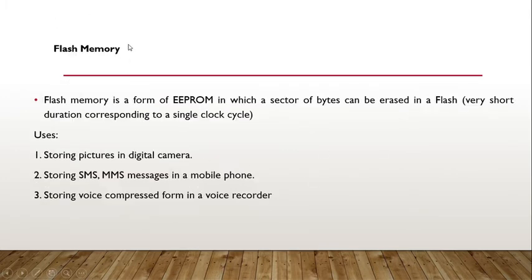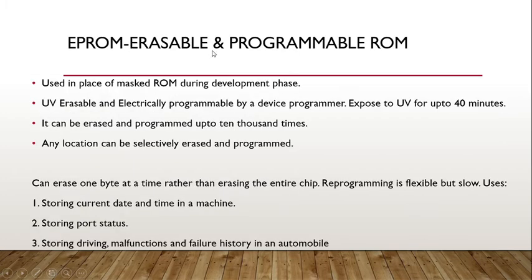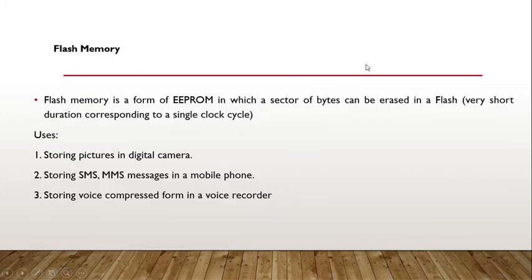Another type is flash memory. Again, it is a classification which comes under the EEPROM. Here you can erase a sector of bytes in a flash. That is the concept, and that is why it is called flash memory. It happens in a very short duration corresponding to a single clock cycle. So at a time itself, you can erase a large number of sectors of bytes, increasing efficiency when compared to EEPROM.